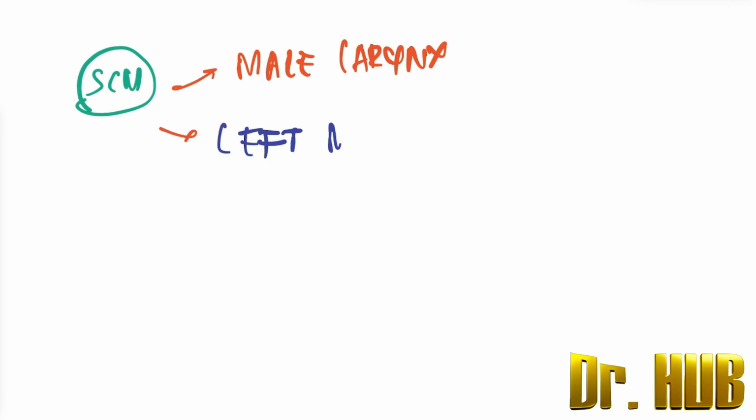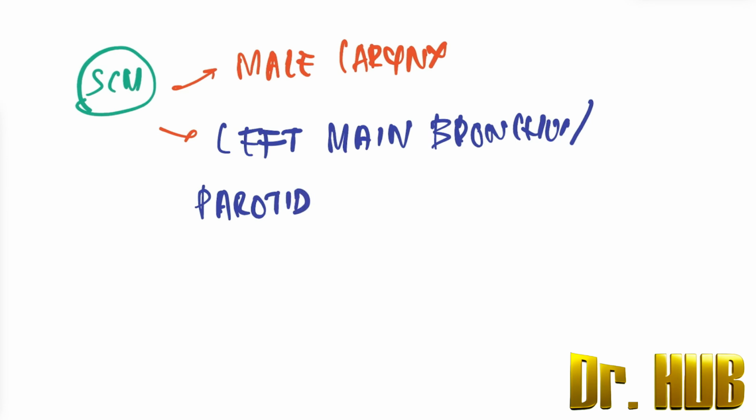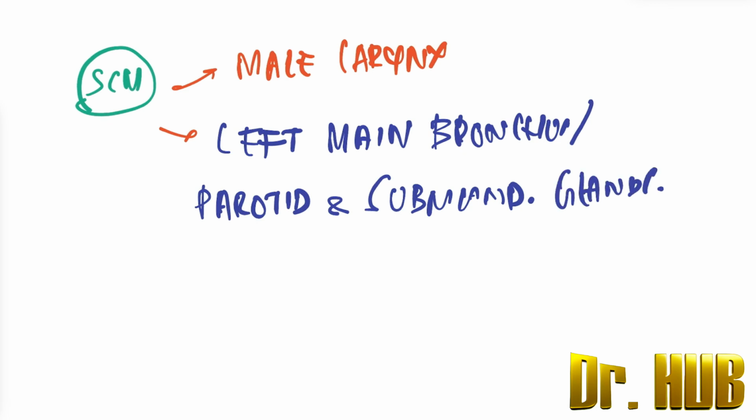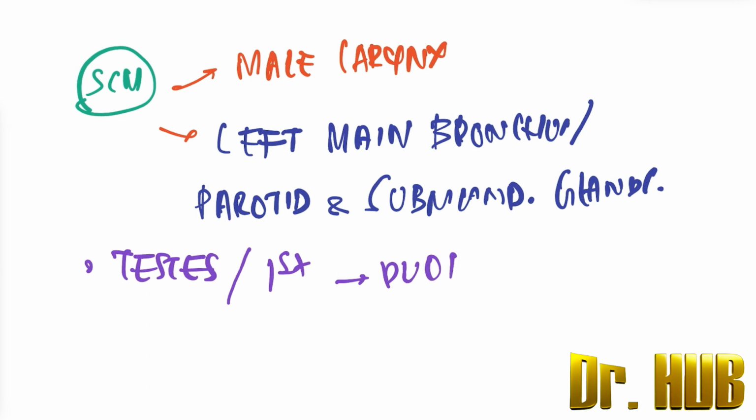So in 5 centimeters there is the male larynx. Then comes the left main bronchus, then the parotid and the submandibular glands. Then there is also the presence of the testis, and the first part of the duodenum.